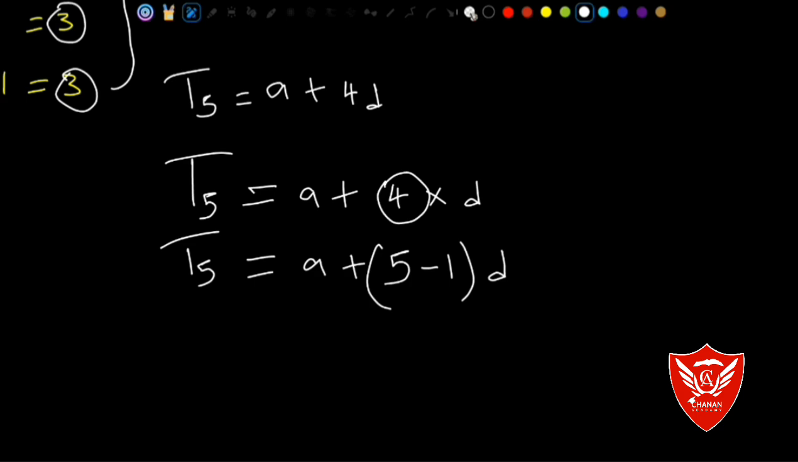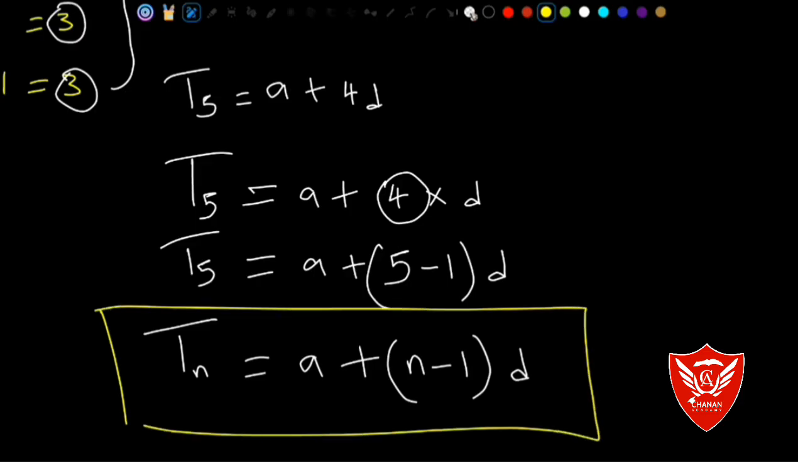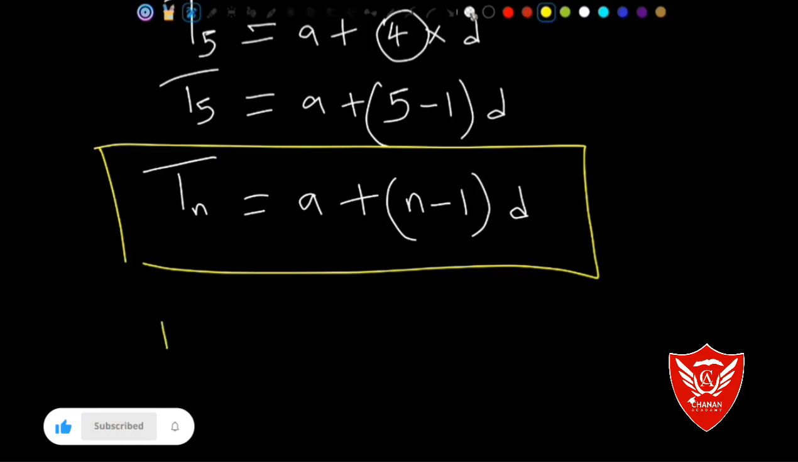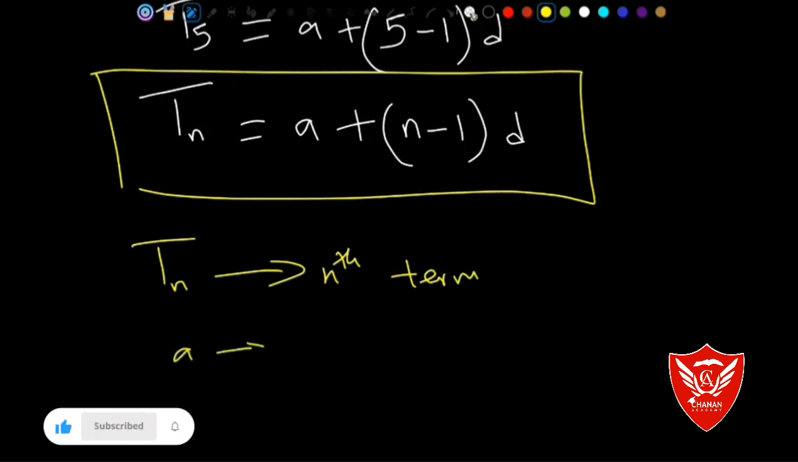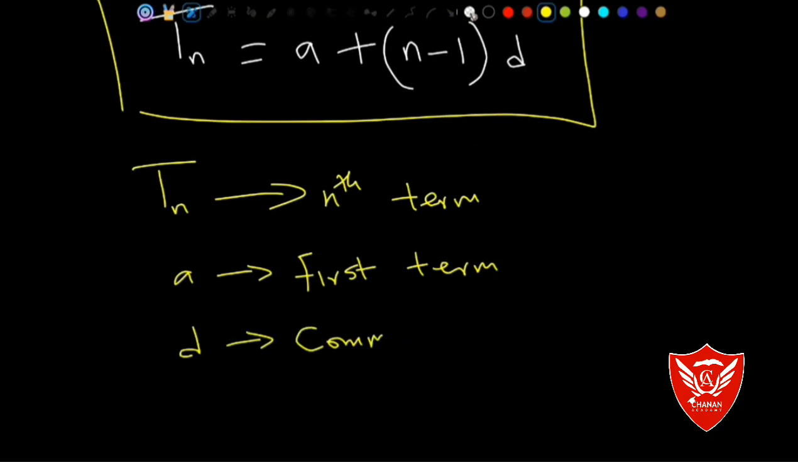So if we replace the 5 with the n term, it becomes Tn equal to A plus n minus 1 D. Now this is the formula for arithmetic progression. Now take note, don't forget, the Tn is called the n term. Now the A is known as the first term, while the D is the common difference.